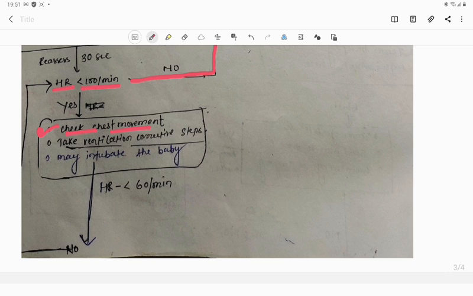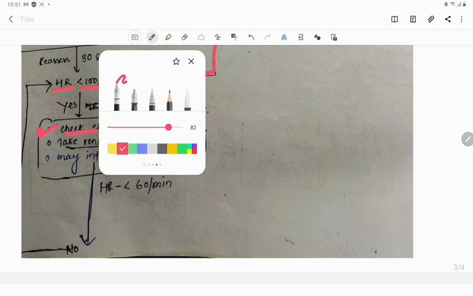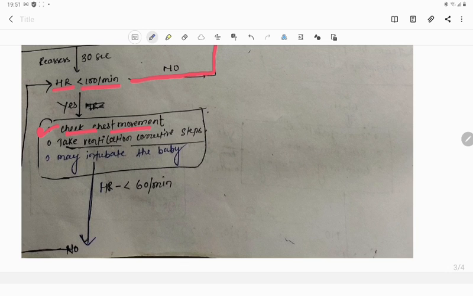Here I would like to give you some ventilation corrective steps that are to be followed. For this, there is a mnemonic: MRSOPA.